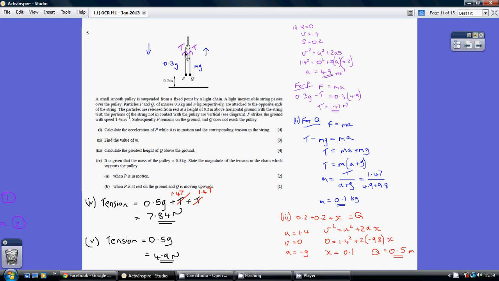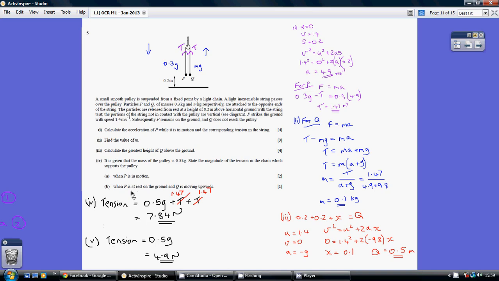Now for part 4, the tension when P is in motion. So we've got these two tensions as well as the weight of the pulley. So 0.5g plus 1.47 plus 1.47. However, I've called it part 5, but I really mean 4, that's 4A and 4B.